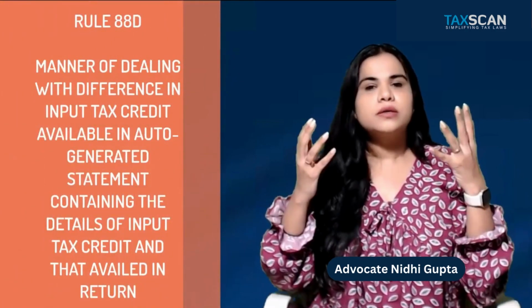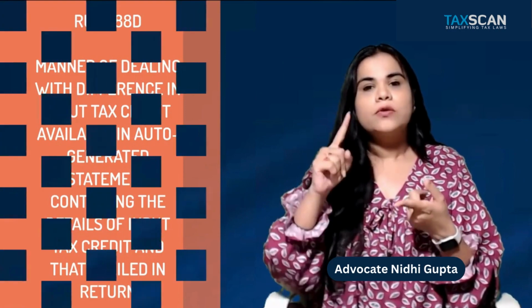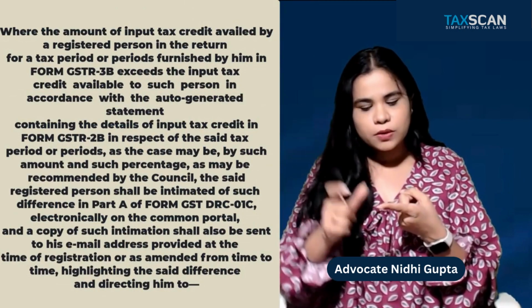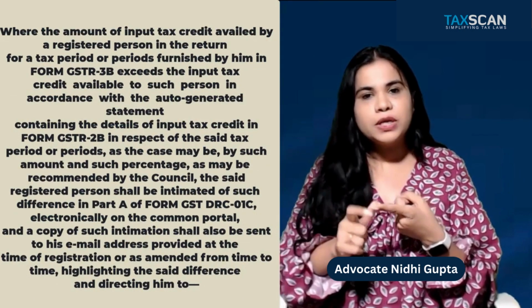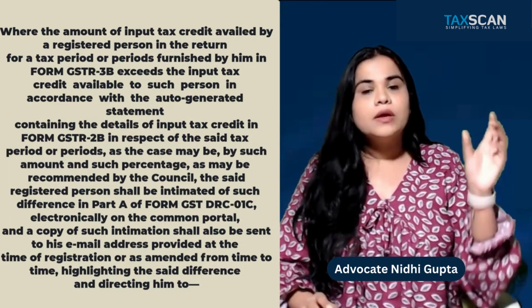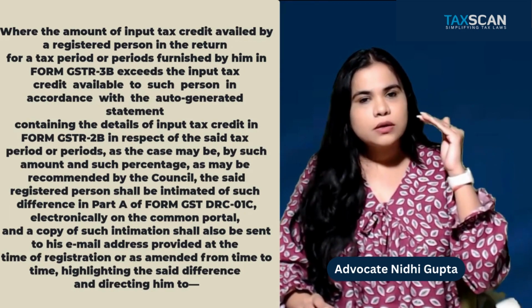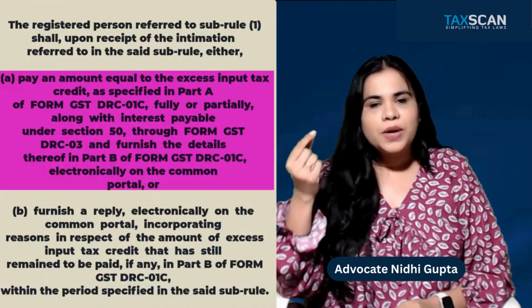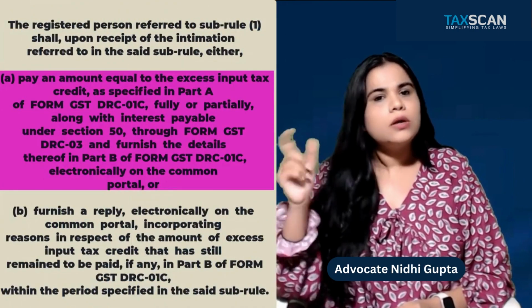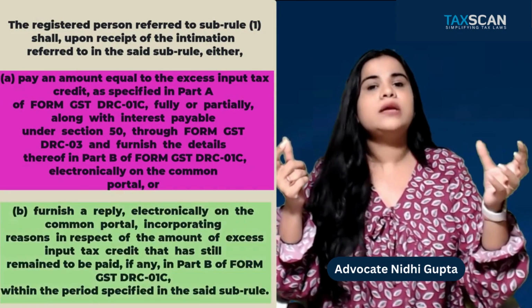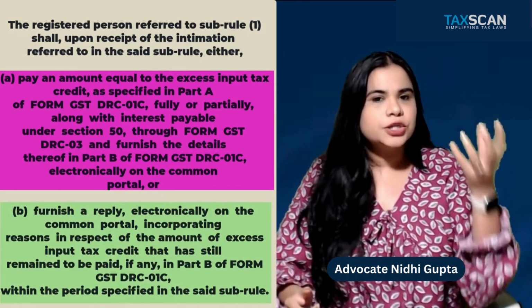Now coming back to Rule 88D, what does it actually talks about? It says that for 2B 3B difference over and above the threshold amount and for the specified period as recommended by the council, a system generated intimation would be given. Now the recipient who has received this intimation has two options, either to pay the differential amount in total or partially, and explain or furnish the reasons for such differential amount.